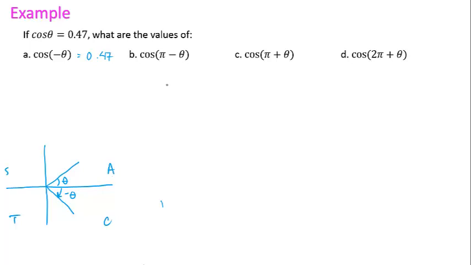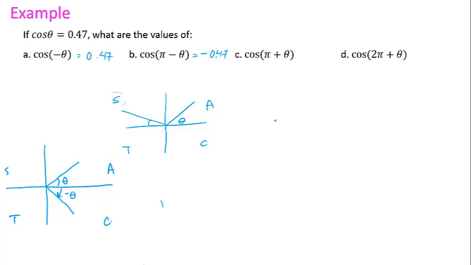Now let's take a look at part B. Here's my theta. The cos of π minus θ is going to be in this quadrant here, the second quadrant. If I write in my CAST, I know that only sine is positive in this quadrant. So the value of cosine for this angle is going to be negative 0.47.